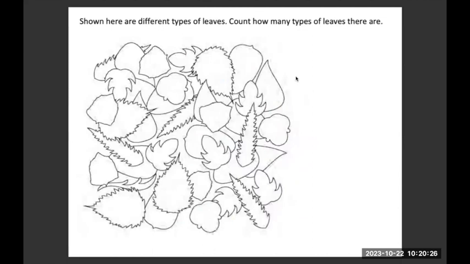Here you are given different leaves, and some leaves are repeated. What you have to find is the number of different types of leaves. If a leaf is getting repeated, you don't have to count it twice, but you just have to find the unique leaves which are there in this whole figure.